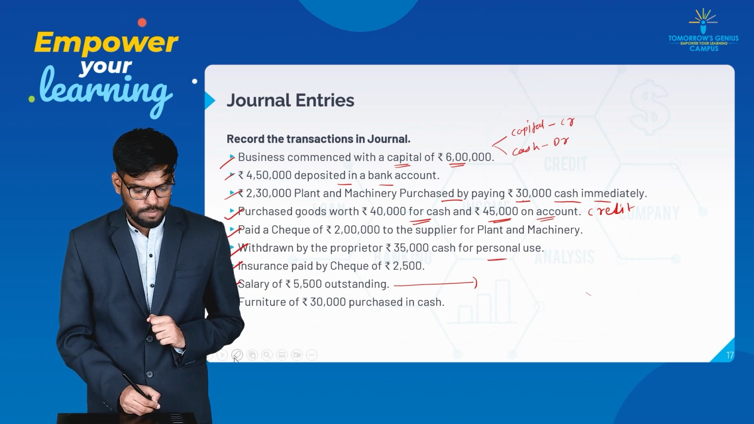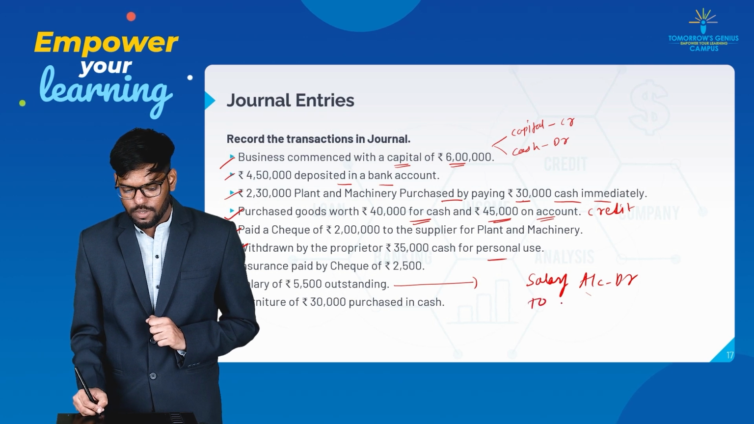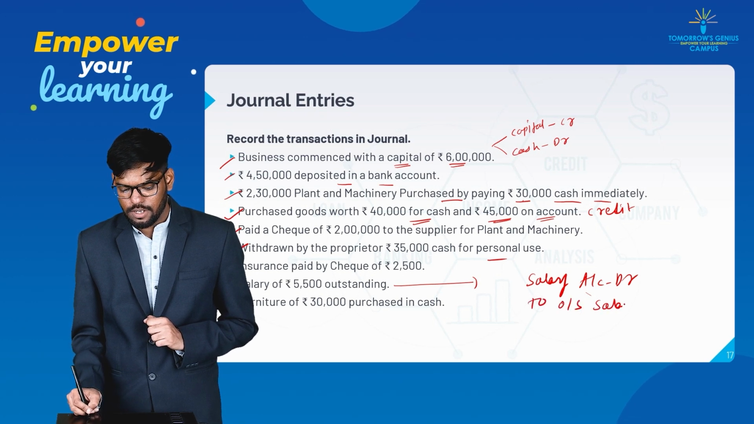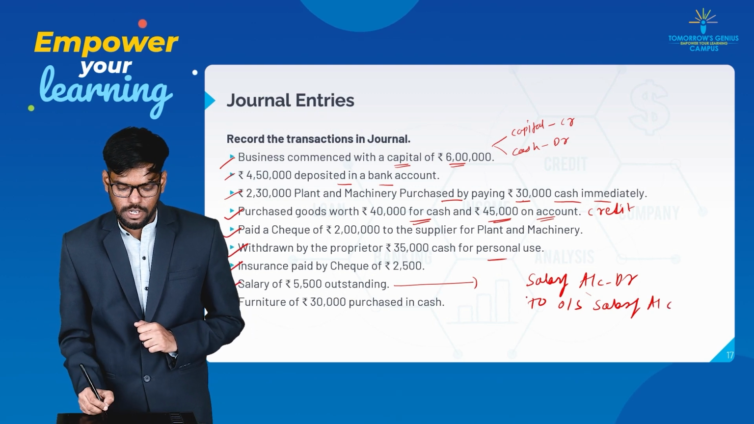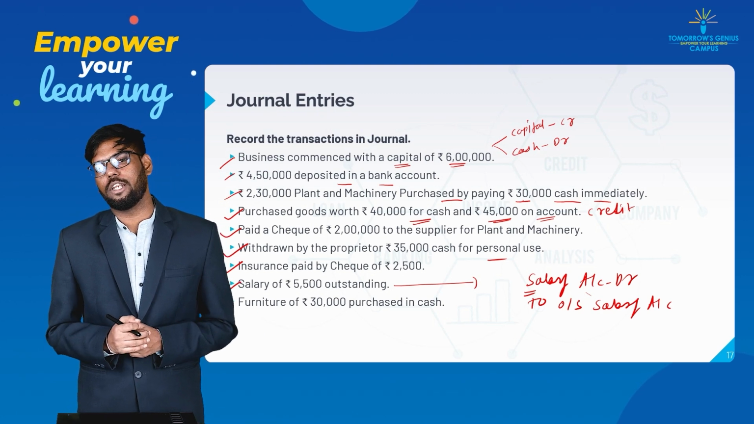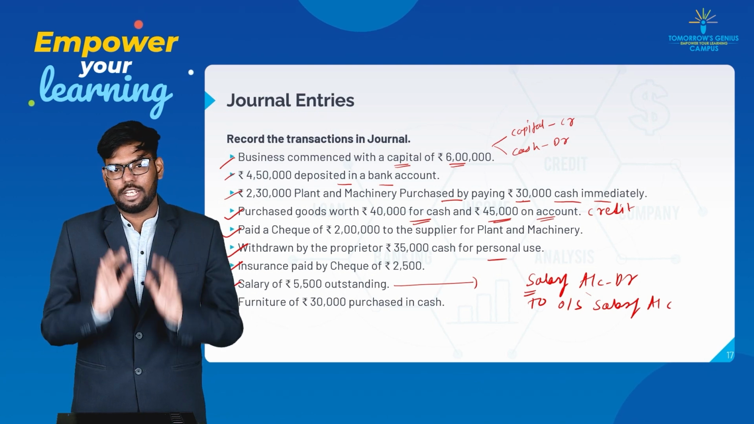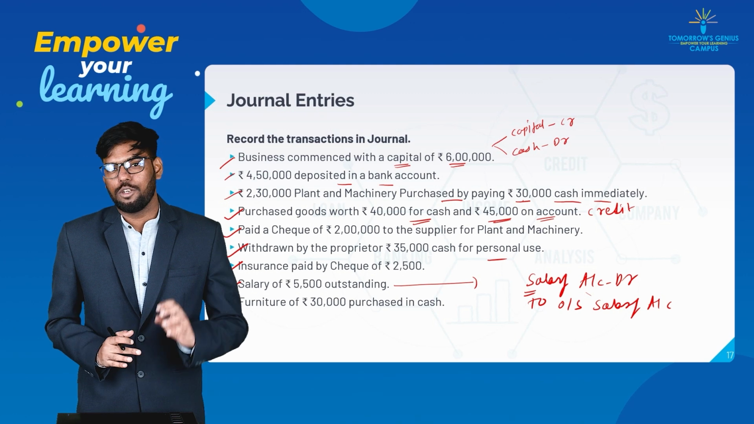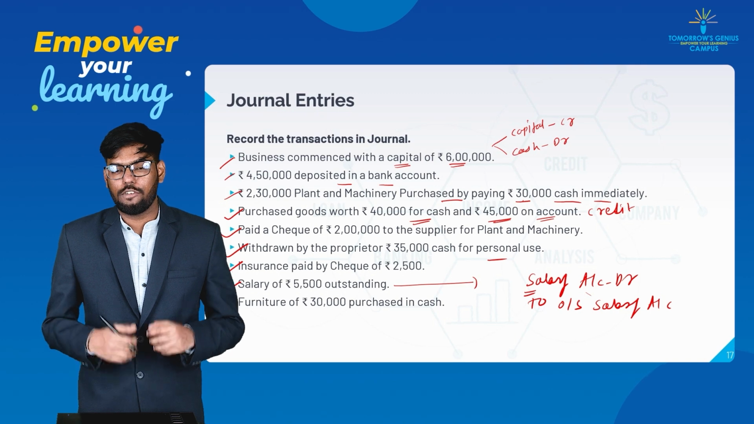So the entry will be, you have to debit salary account, right? Salary account debit to outstanding salary account. Amount being 5,500 rupees. So why did we debit salary account? It's an expense related to this accounting period only, right? And whenever, see, whether you paid the amount or it is payable, it's always an expense. Your expenses get increased, right? You have recorded it on a cash basis or on the basis of recording of transaction.